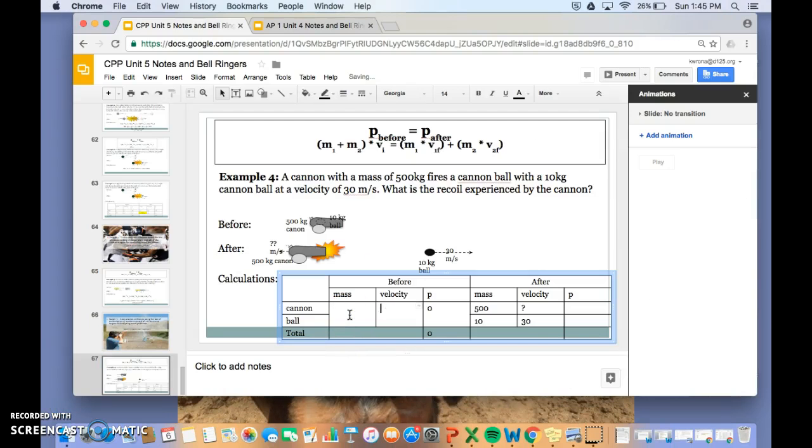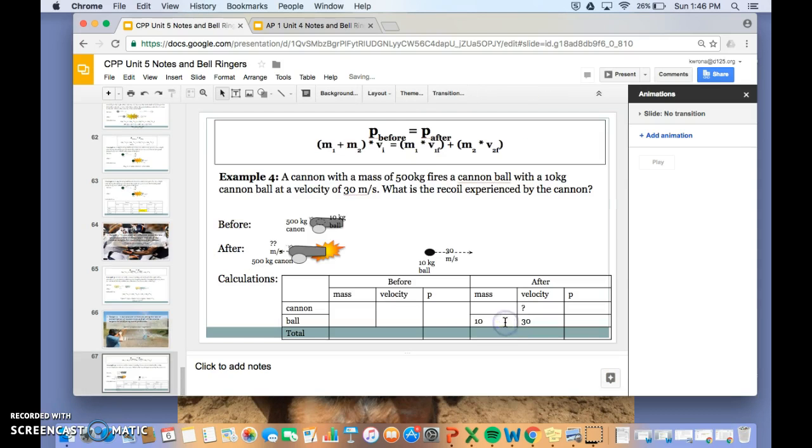A cannon with a mass of 500 kilograms fires a cannonball with a mass of 10 kilograms at a velocity of 30 meters per second. What is the recoil experienced by the cannon? So we are looking for how fast does the cannon get pushed backwards because the ball goes forward. So this equation, the masses start together and end separate. So recoil, you're looking for masses together at the beginning, separate at the end.